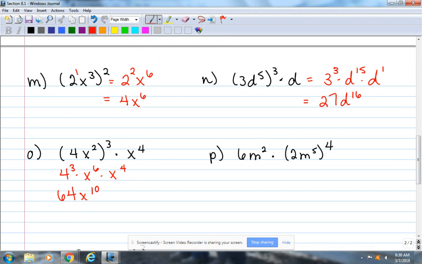Okay, P is similar, but a little bit more involved, I guess you would say. I ain't going to say difficult because it's really not. First of all, there's no parentheses around that 6m squared. So I'm just going to copy that for right now. I'm going to actually separate it with a multiplication dot just to separate my number and my variable.